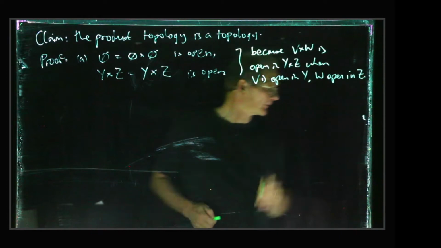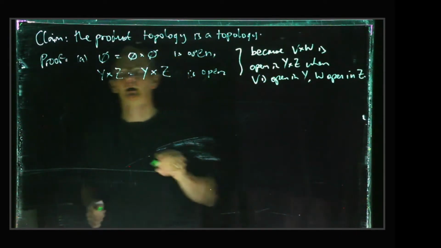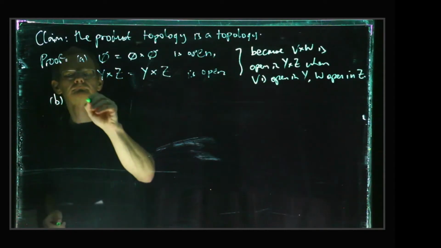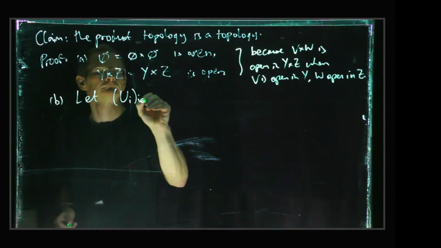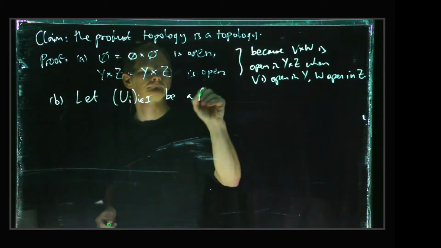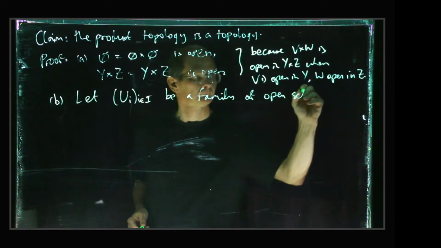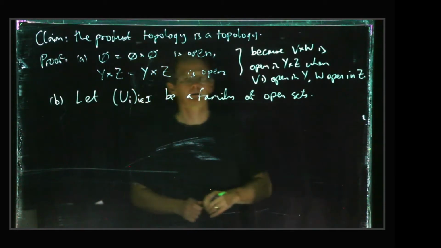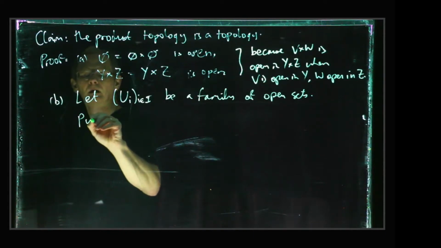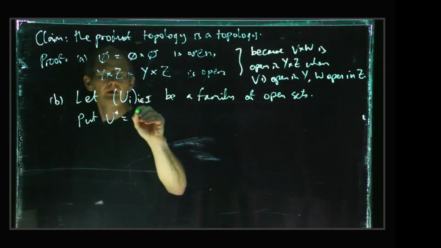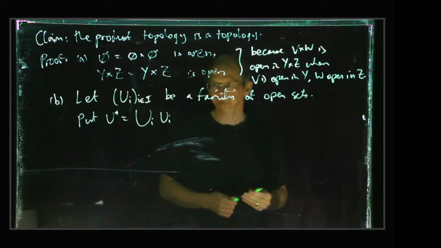Okay, so that was a lemma we proved a second ago. If you take a box like this, then that'll be open. Okay, so let's suppose we've got a family of open subsets of Y cross Z. And let's put U upper star as the union over I of UI. So we need to prove that that's open.